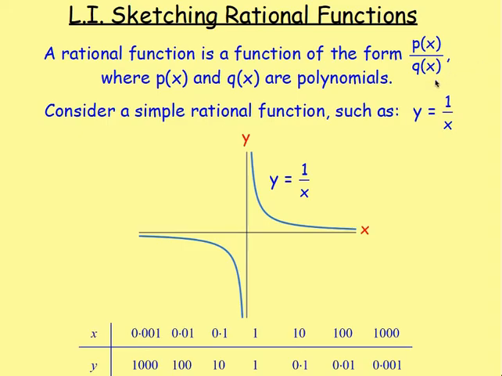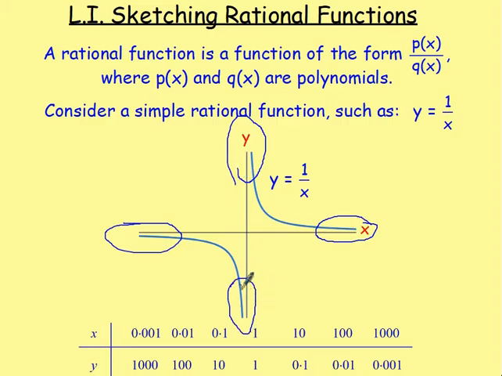Let's take one that is really basic, such as y equals 1 over x. If we graph it, we get something that looks like this. You can see here that as x tends towards infinity, or towards negative infinity, the graph is getting closer and closer and closer to it. So really, as x tends towards positive or negative infinity, the graph gets closer, but it doesn't quite touch. It's the same with y. As y tends towards positive infinity or negative infinity, again the graph is getting closer and closer to it, but it's not quite touching.